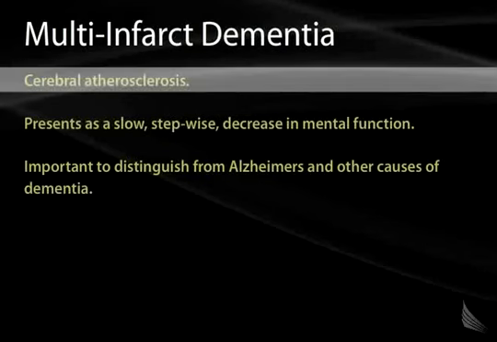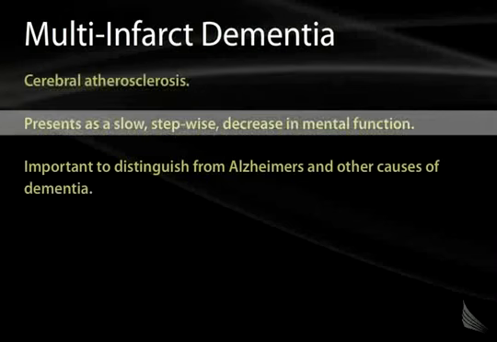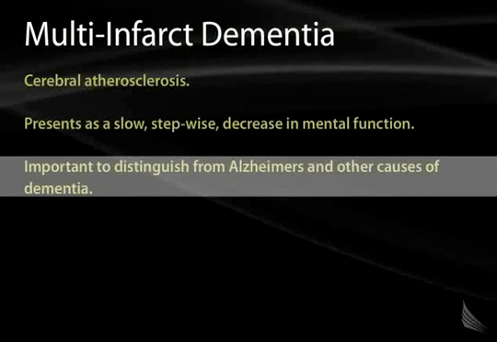Multi-infarct dementia. Here you have cerebral atherosclerosis. It presents as a slow, stepwise decrease in mental function, sometimes over the course of years. We believe that this may be due to small strokes that are taking place throughout the brain and over time lead to dementia. It's important to distinguish this from Alzheimer's disease and other causes of dementia. If you prevent the strokes from occurring, you may be able to prevent the dementia from progressing.